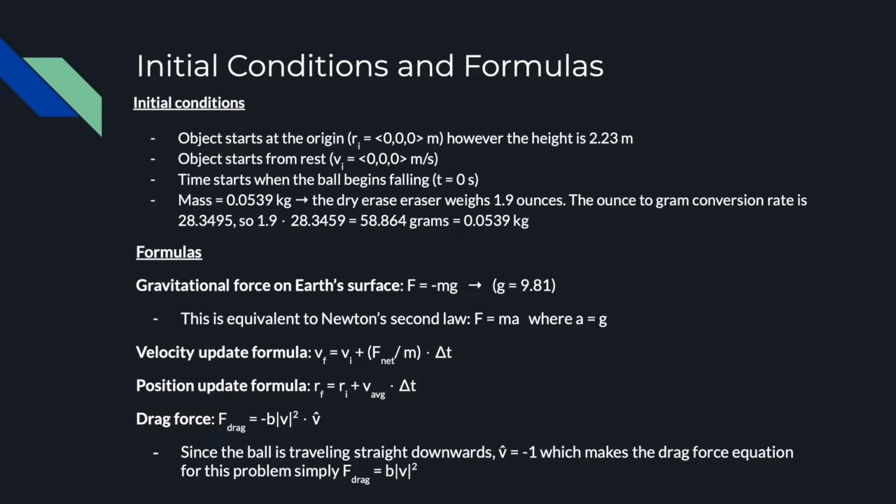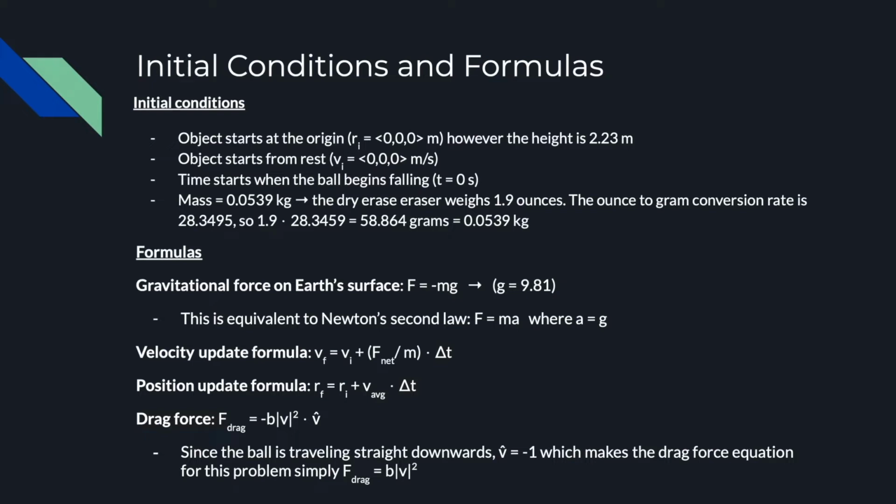The mass is 0.0539 kilograms, which can be determined because the dry eraser weighs 1.9 ounces, which can be converted to grams and then further converted to kilograms. The formulas that I use include the gravitational force on the Earth's surface, which is force equals negative mg. I also use the velocity update formula, position update formula, and the drag force formula.